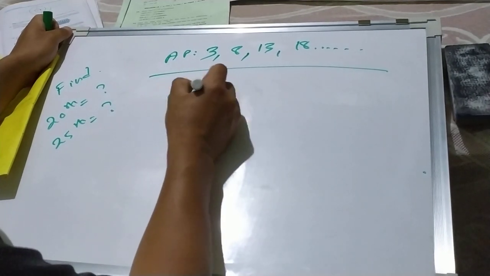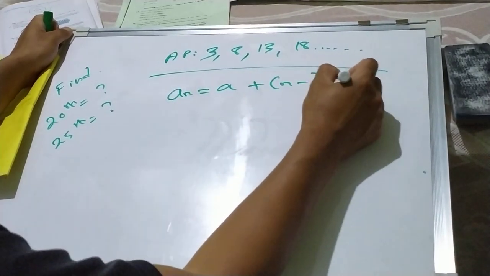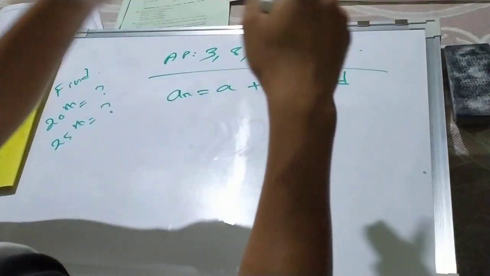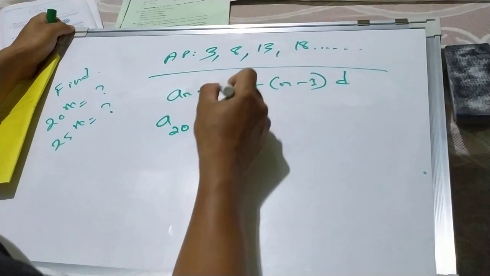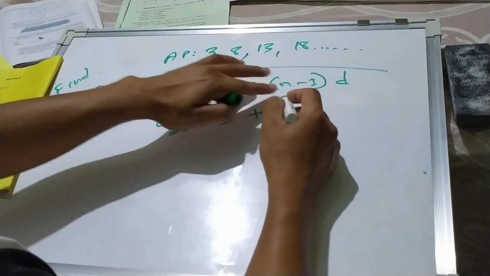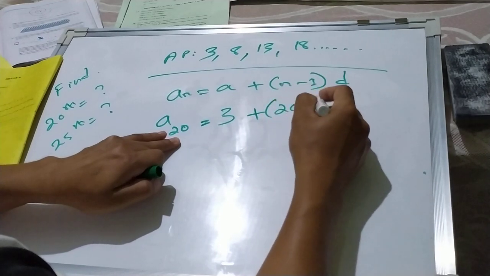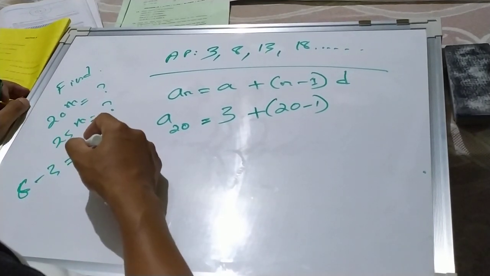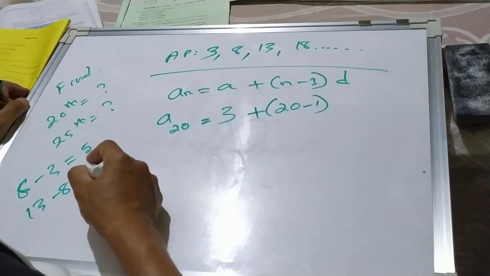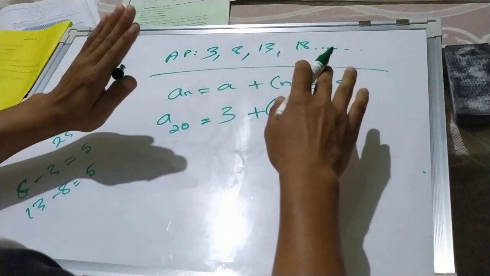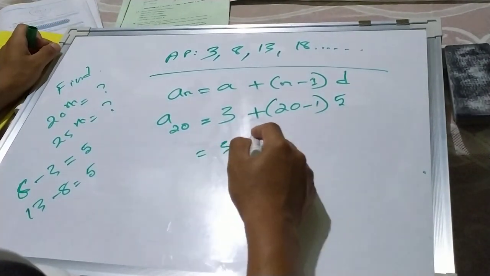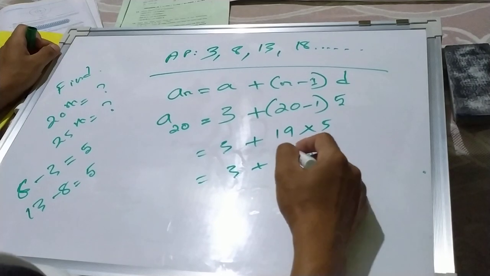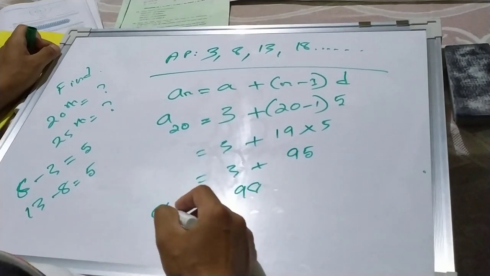Second, we will use the formula: a_n equals a plus (n minus 1) d. Here n is 20, so a_20 equals a plus (20 minus 1) d. The first term a is 3. d is 8 minus 3, which is 5, and 13 minus 8 is 5, so d is 5. So 3 plus 19 into 5 is 3 plus 95, which is 98. So a_20 is 98.